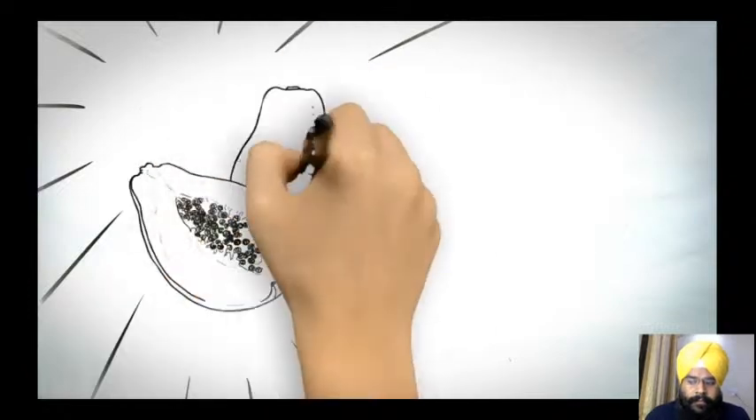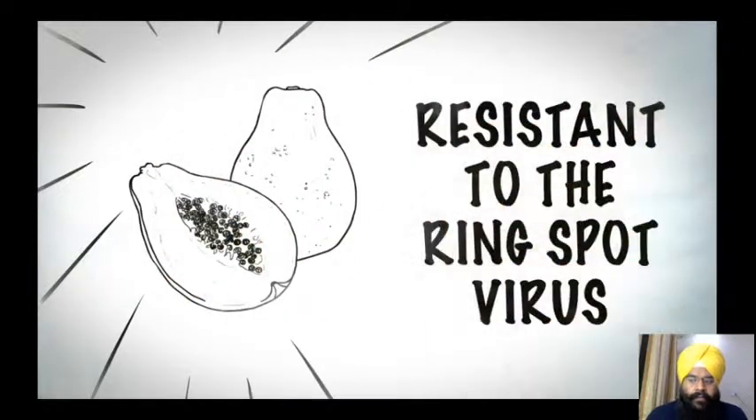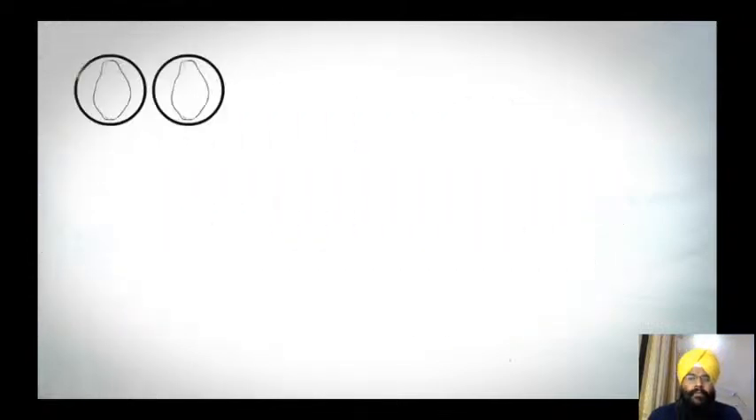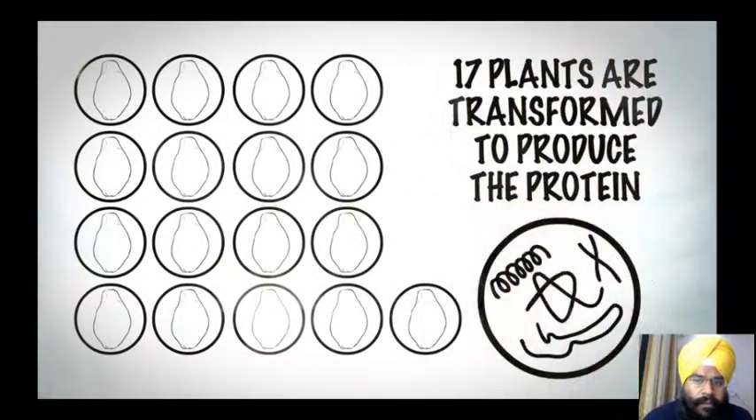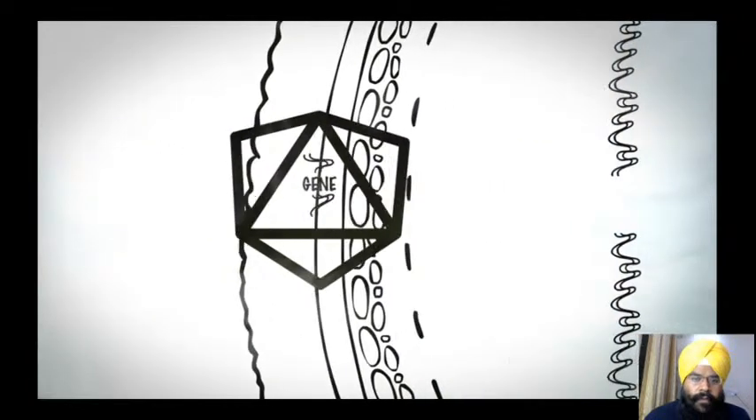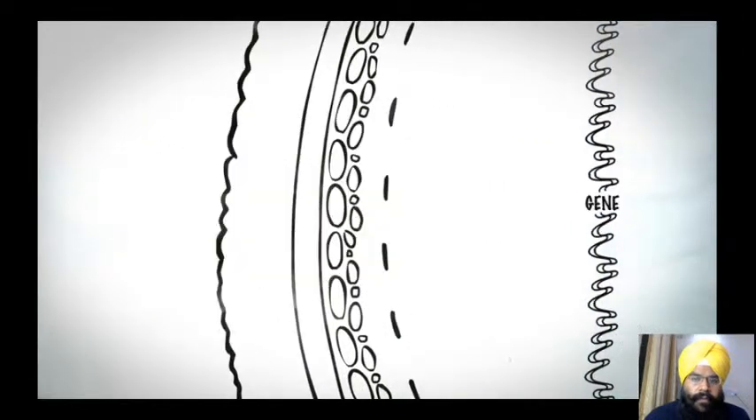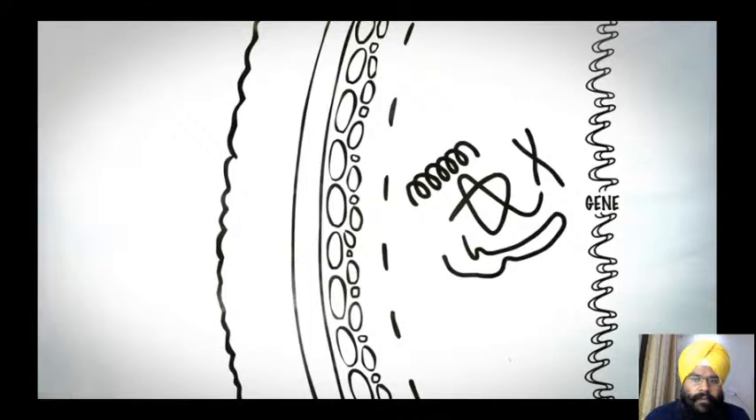The genetic material made the plant resistant to the ringspot virus, just as a flu shot makes people resistant to the flu. The researchers were able to successfully transform 17 plants. These plants contained this gene from the virus and produced a protein from the virus that helped the plants become resistant to the PRSV infection.